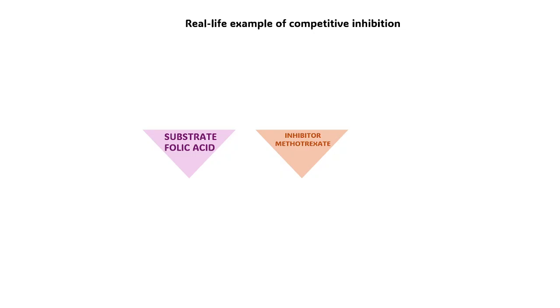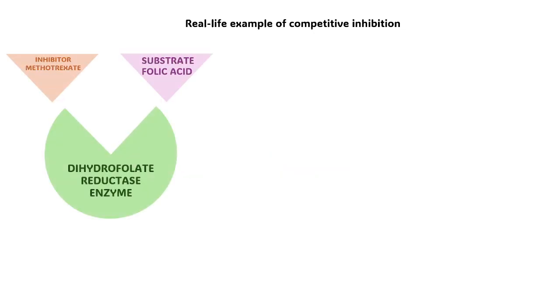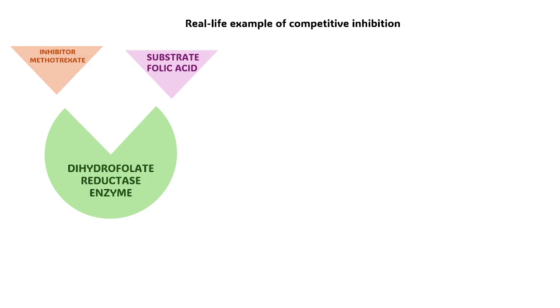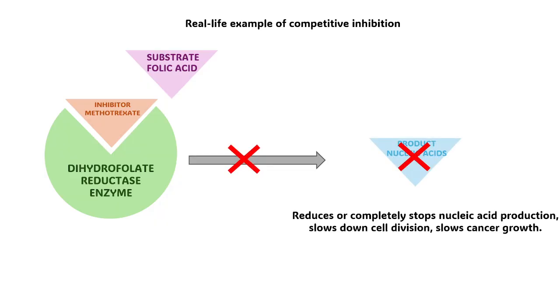Methotrexate is similar in structure to folic acid, so it competes for the same active site on the enzyme. When methotrexate binds to the enzyme, it forms an enzyme-inhibitor complex that stops the reaction from proceeding. This stops the production of nucleic acids, which slows down cell division, helping slow cancer growth.